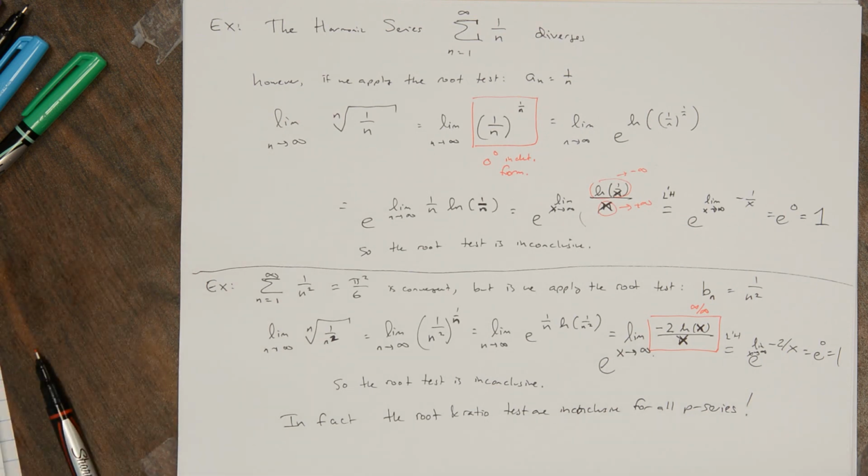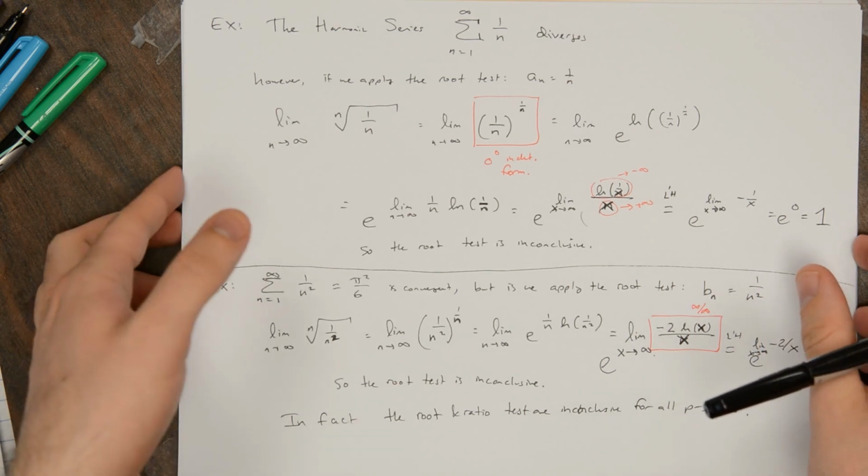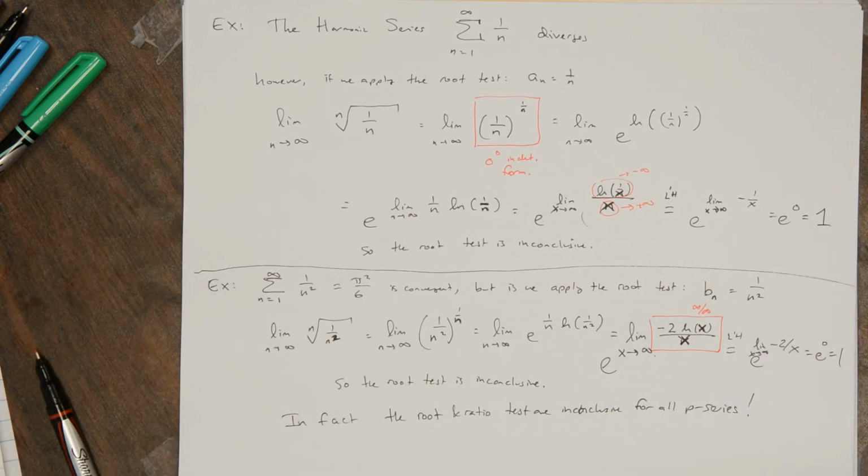So, as useful as the root test and the ratio test are, there are plenty of natural examples that you should approach in other ways. You should not just default to the root test or the ratio test. The root test, again, really has the same failings as the ratio test.